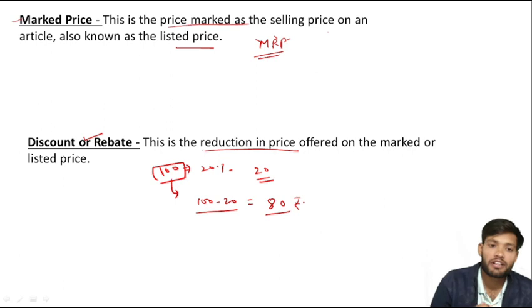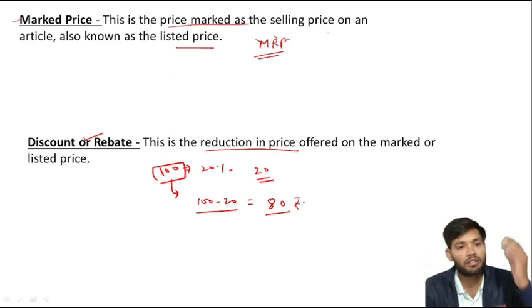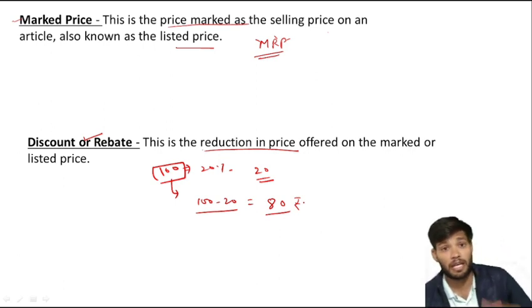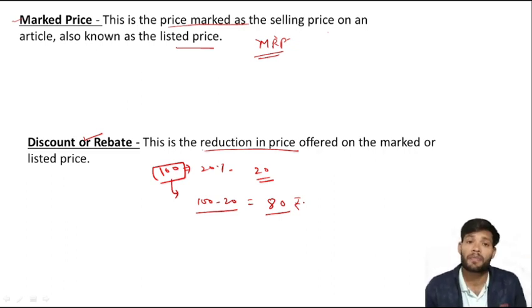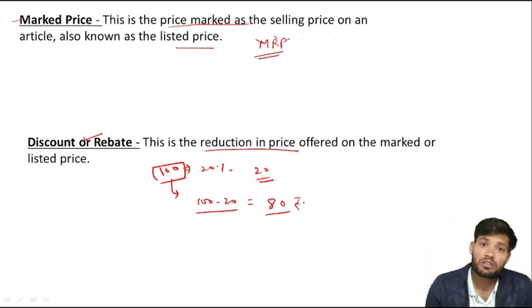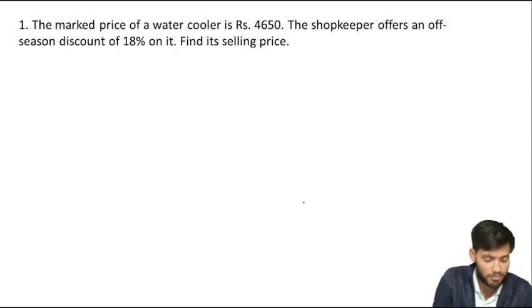So it is clear in your mind that the marked price is the MRP on any article, and the discount is given on the marked price or MRP. So we have to calculate the discount percentage on the marked price. We have to take question number first. The marked price of a water cooler, what is the MRP of a water cooler, is 4650. The shopkeeper offers an off-season discount of 18% on it. Find its selling price.